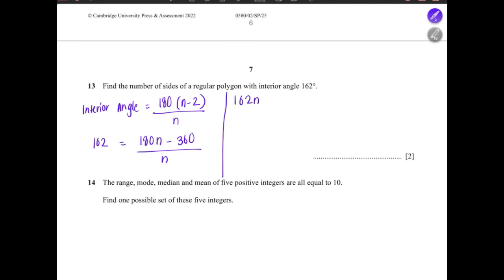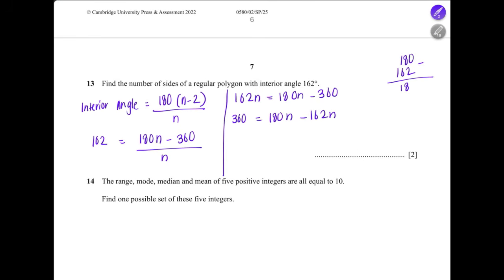162n equals 180n minus 360. So 360 equals 180n minus 162n. What is 180 minus 162? This is going to be 18. So 360 equals 18n. n equals 360 divided by 18. This is 1, this is 2. So you'll get 20. It has 20 sides.